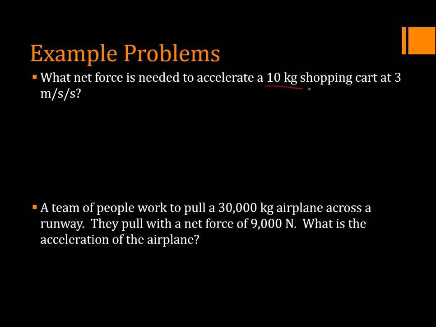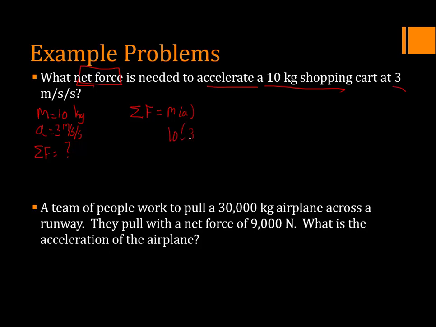So we're given a 10 kilogram shopping cart, so we're given a mass equals 10 kilograms. We're given an acceleration. We want to accelerate this 10 kilogram shopping cart at 3 meters per second per second. So a equals 3 meters per second per second. And we're trying to find the net force. Alright, well this is easy. We write our equation. Net force is given by mass times acceleration. So we're going to take 10 times 3, which equals 30 newtons. So we need a net force of 30 newtons to accelerate that thing.